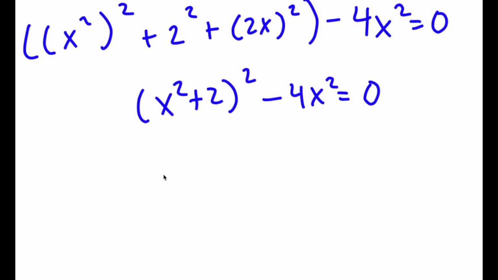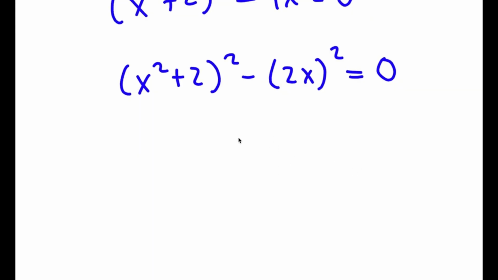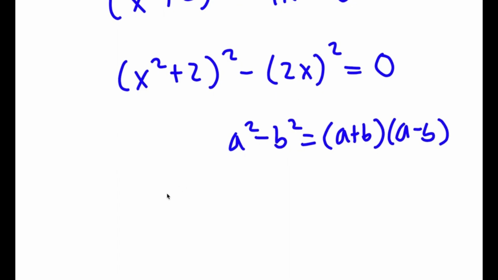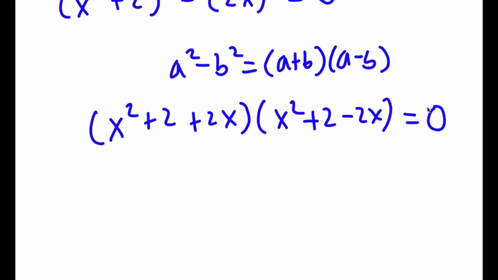And 4x squared, that's the same thing as 2x squared. Now, if I have something in the form a squared minus b squared, this is equal to a plus b times a minus b. So this is going to equal x squared plus 2 plus 2x times x squared plus 2 minus 2x. This is equal to 0.